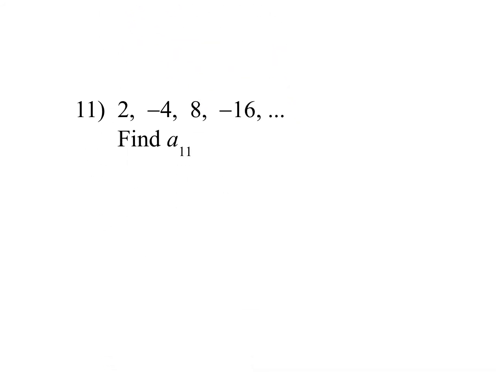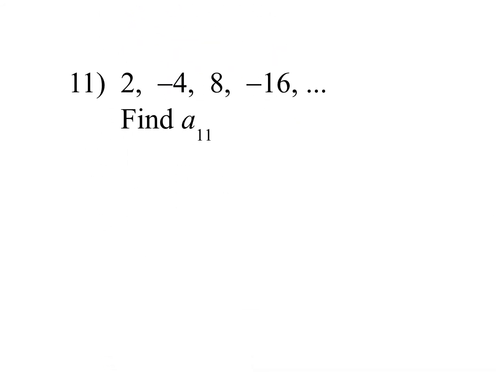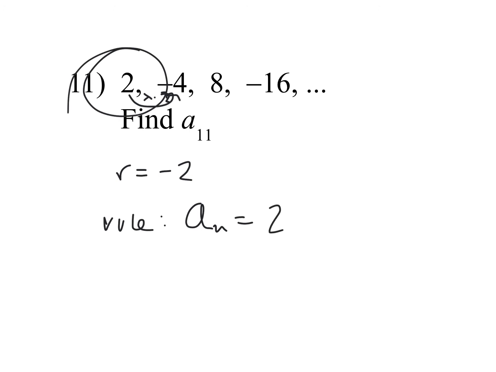All right, 11. So here we can see that we're multiplying by negative 2. So our common ratio is negative 2. Our a sub n, so our rule, is a sub n is equal to our first term, which is 2, times our common ratio, which is negative 2, to the power of n minus 1.